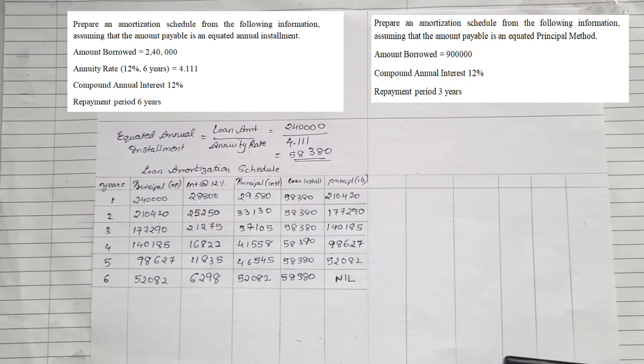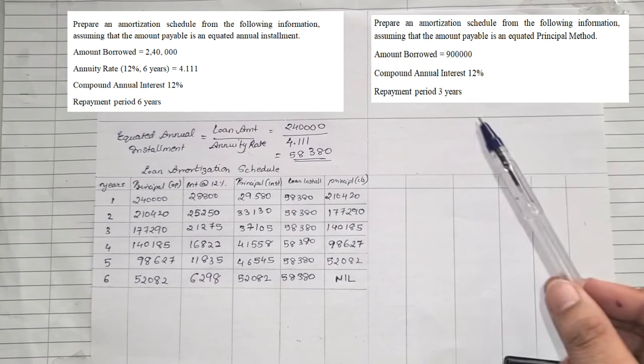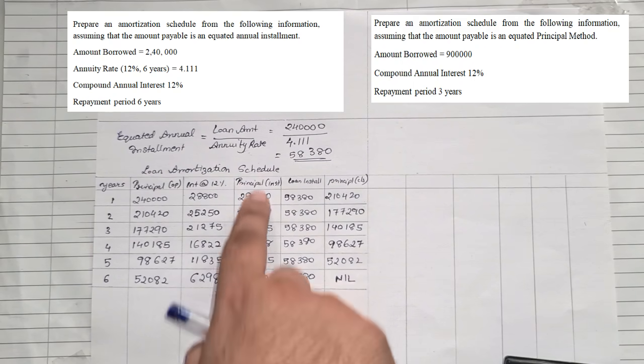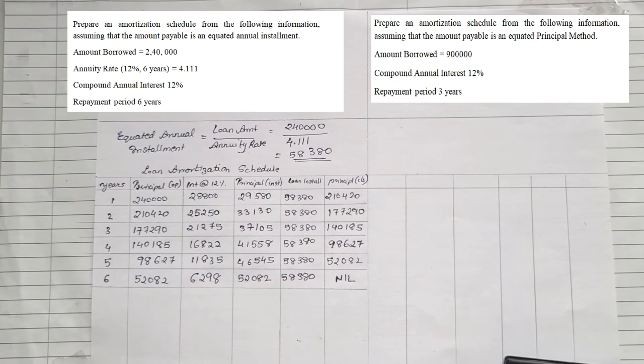The second question reads out as: prepare an amortization schedule from the following information, assuming that the amount payable is based on equal principal method. Meaning now here the principal installment should be equal. Amount borrowed is 9 lakhs. Repayment period is only 3 years, and compound annual interest is 12%.